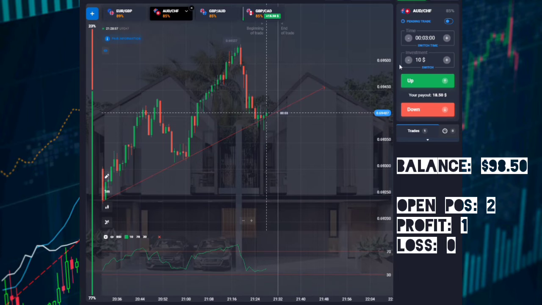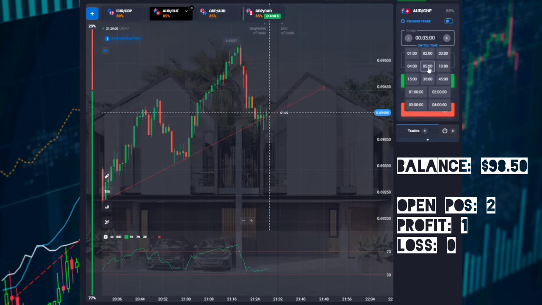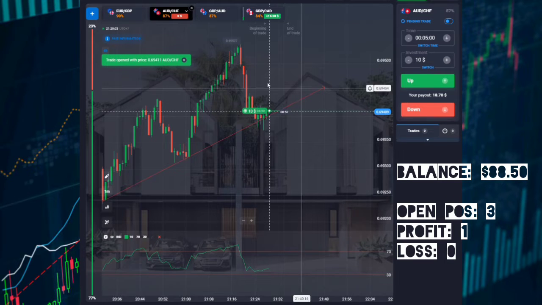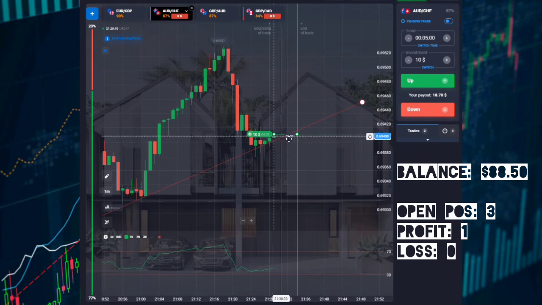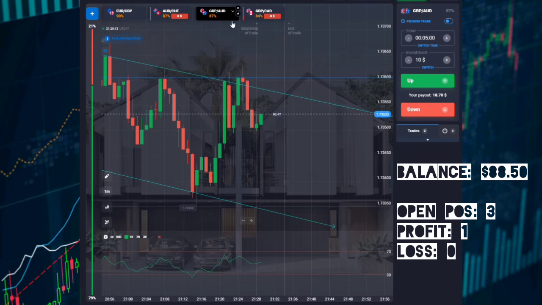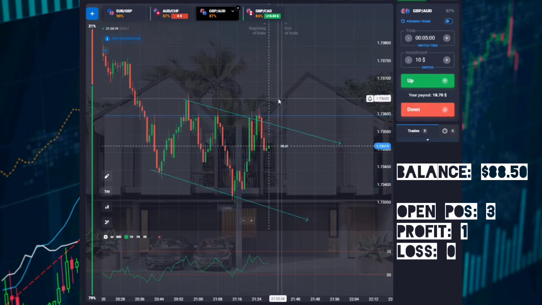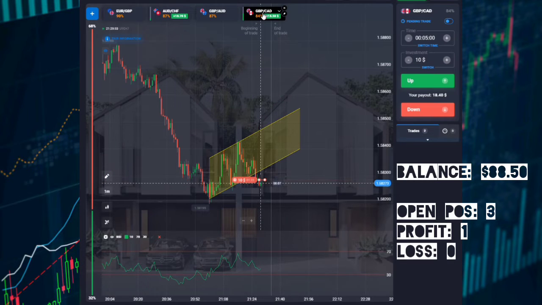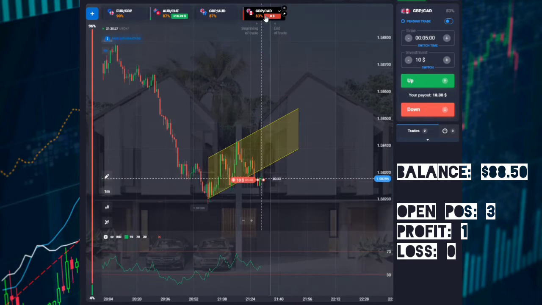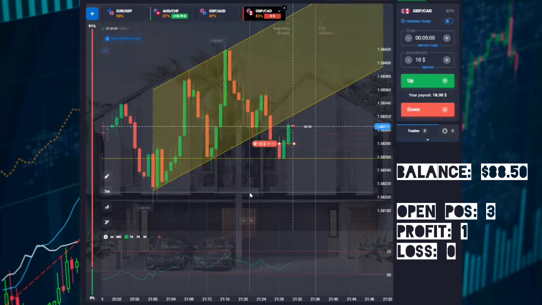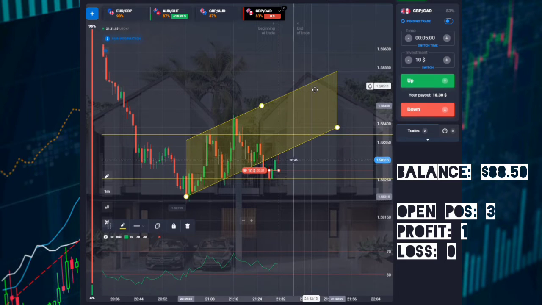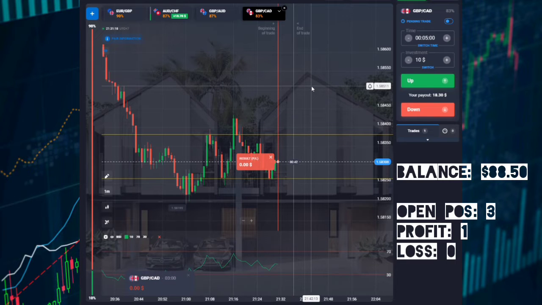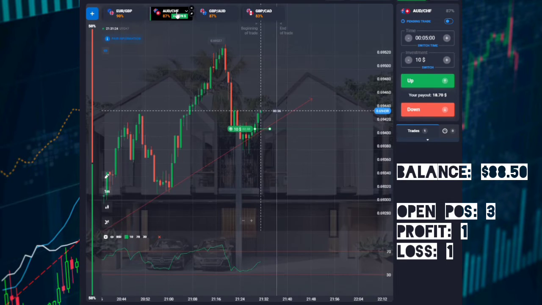This one is also good. Alright, I'm going to change the time, give it 5 and up. This is very good. It's going up, I think. We'll wait and see if there is anything else. This one I lost, I think. Yes, it's okay, we have 3 positions, 1 profit and 1 loss.